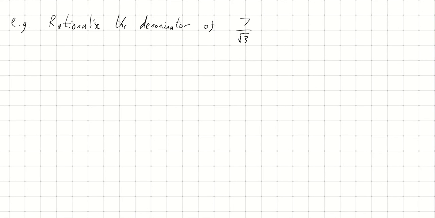In this video we're going to be looking at some examples of rationalising denominators. Here's our first example: rationalise the denominator of 7 over root 3. Well, rationalising the denominator just means removing square roots or surds from the denominator. For this first example we want to get rid of the root 3 in the denominator.